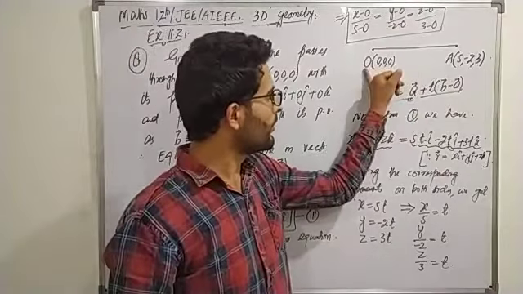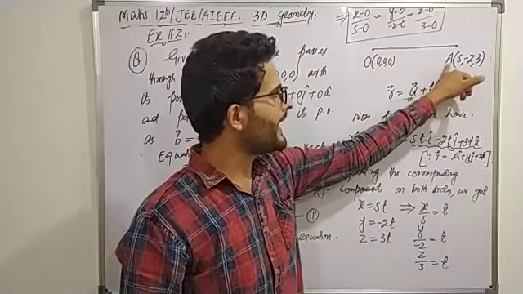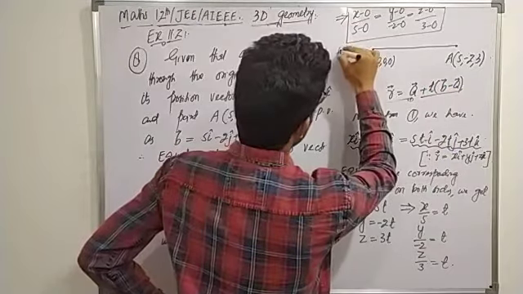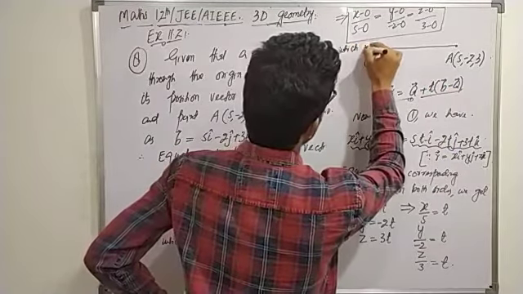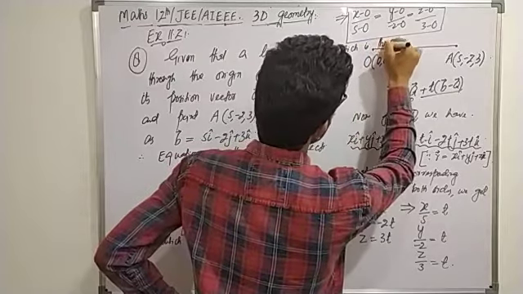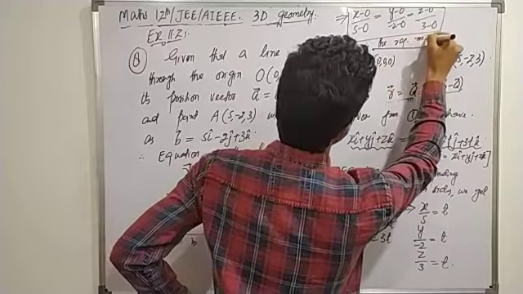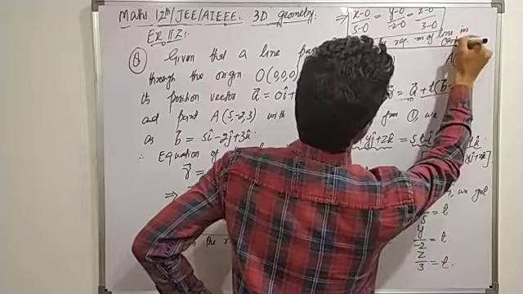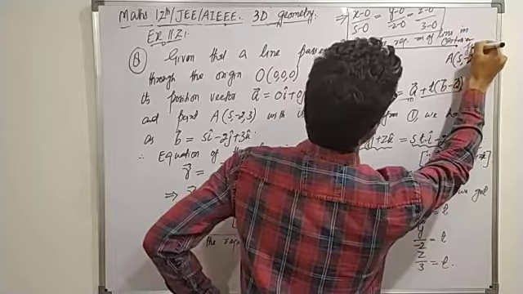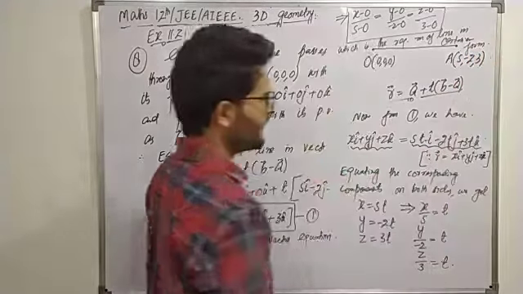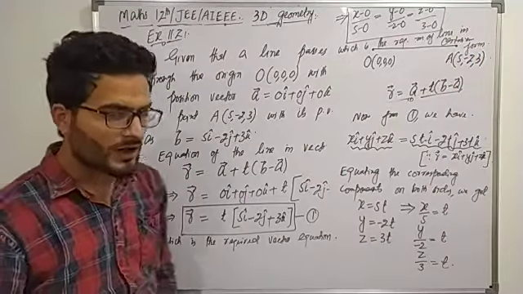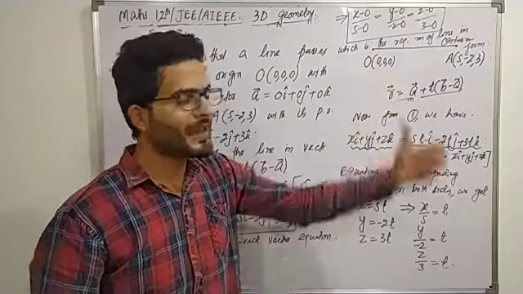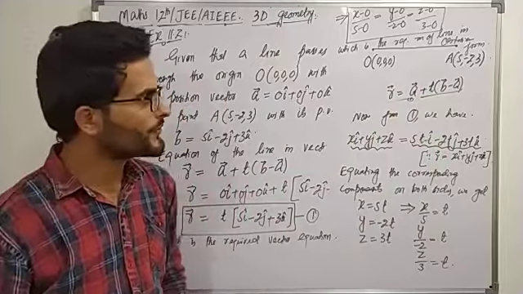origin O, 0, 0, 0 and A 5, minus 2, 3. So which is the required equation of line in Cartesian form? This will be the equation of that line in Cartesian form which is passing through origin O of 0, 0, 0 and A 5, minus 2, 3.